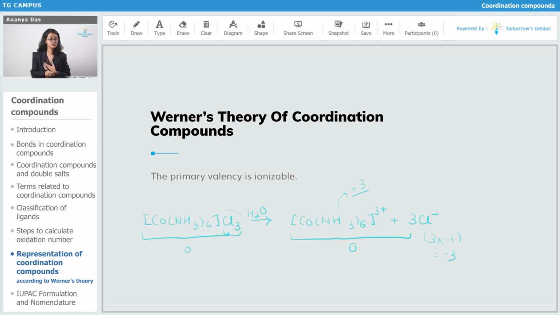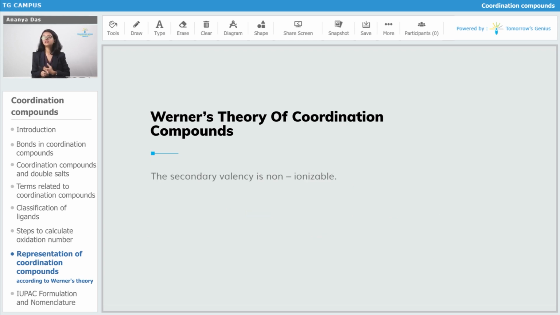On the other hand, the secondary valency is non-ionizable. Take the same example. Put it in water. The primary valency gets ionized. But if you look at the secondary valency, it is still attached to cobalt. It is not getting ionized. It is not dissociating from cobalt. It is still there. It has retained its identity. So the secondary valency is non-ionizable, whereas the primary valency is ionizable.